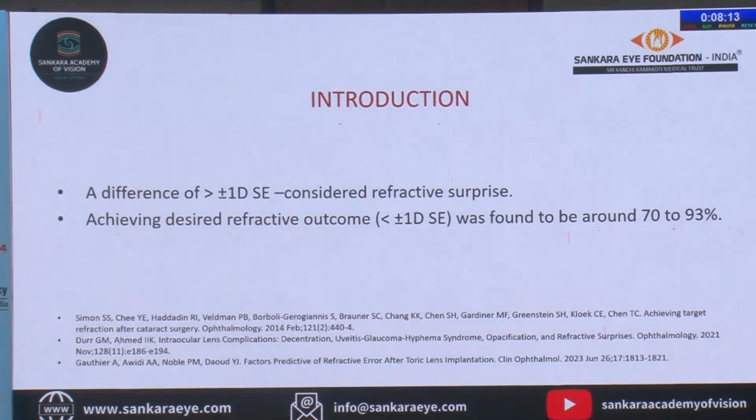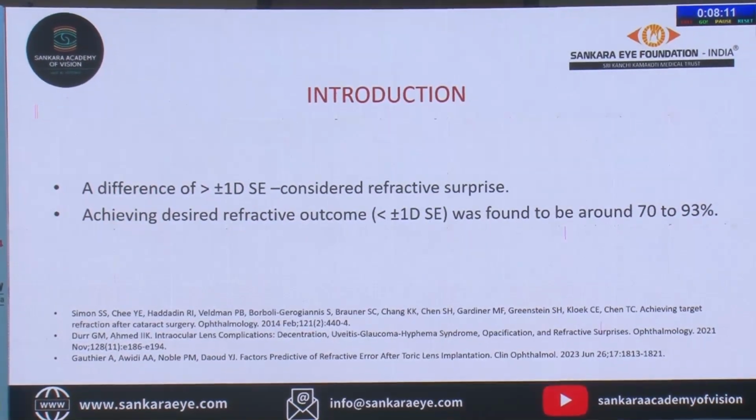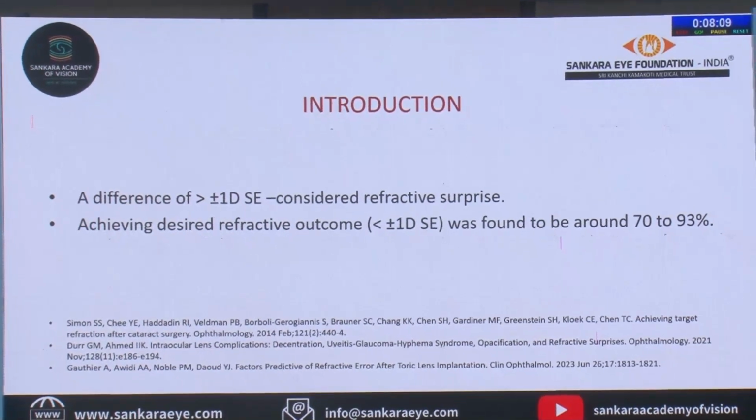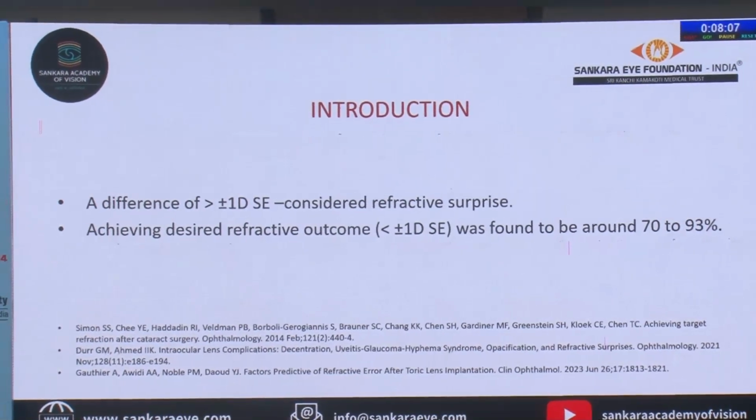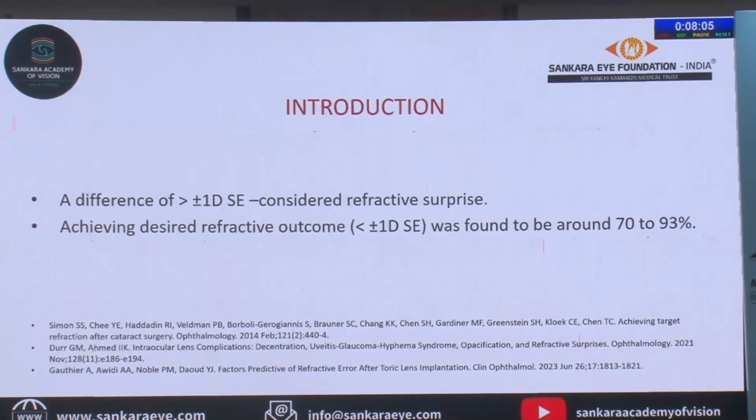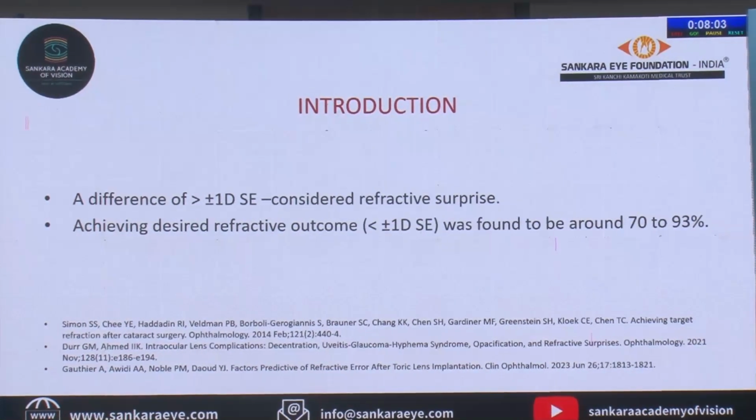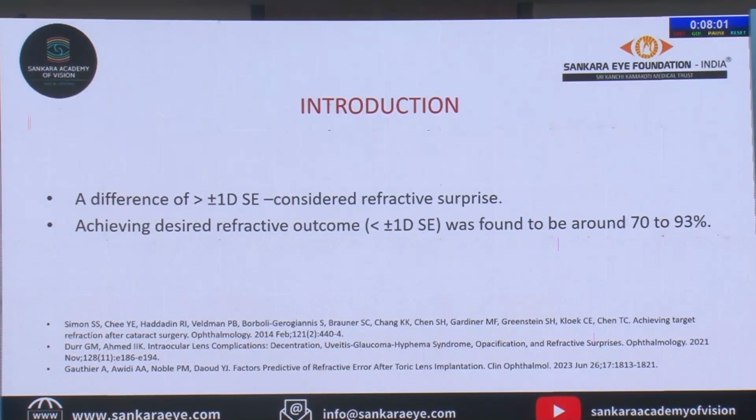And as I said, the older studies gave around 70%, and the newer studies are giving 93% only. So there is around 6 to 7% surprises always happening with us. It could be spherical, it could be astigmatism. So we have to be prepared for it.